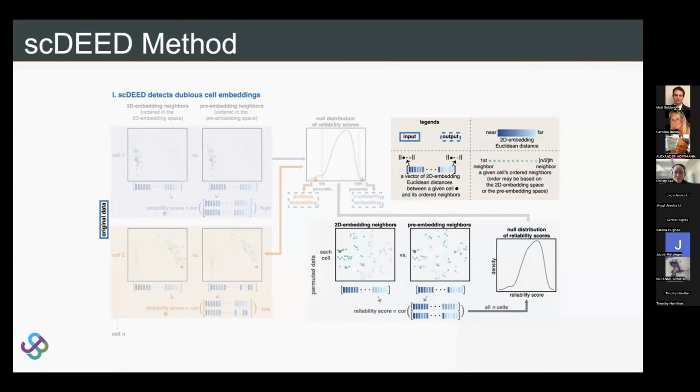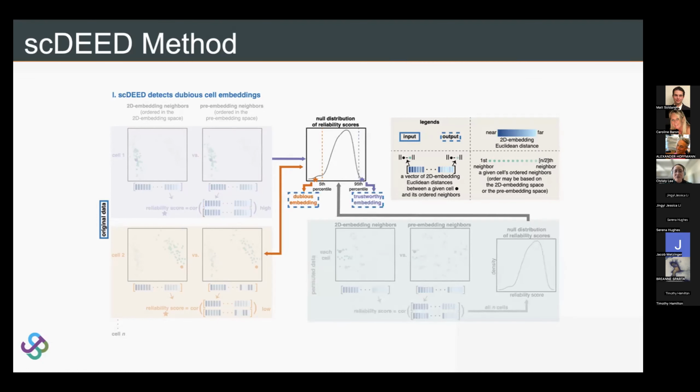We can further evaluate high and low by looking at permuted data. So permutation will remove prior cell-to-cell relationships and disrupt all the embeddings, so any correlation we see is just due to random chance. By calculating reliability scores on all of this permuted data, we obtain the null distribution. We can then threshold on the null distribution to classify the cells as either dubious or trustworthy, with dubious again meaning that the cell's neighbors in the 2D embedding do not faithfully represent the pre-embedding space.